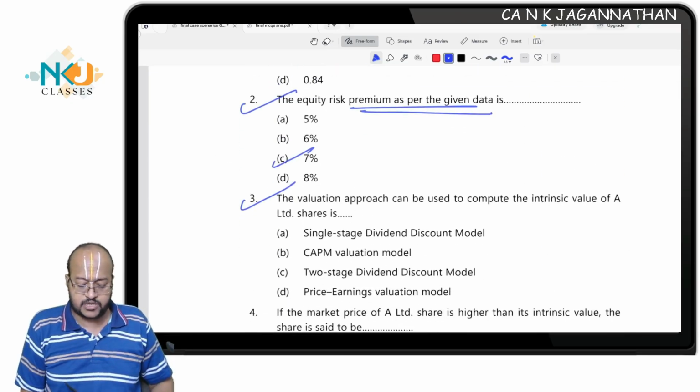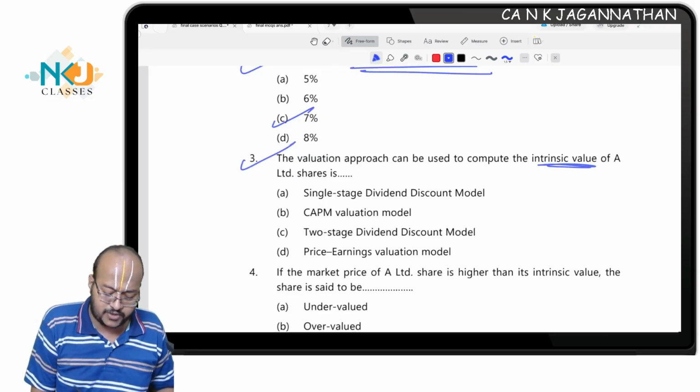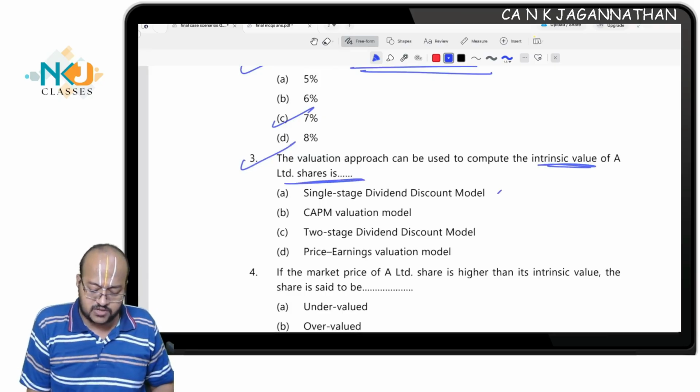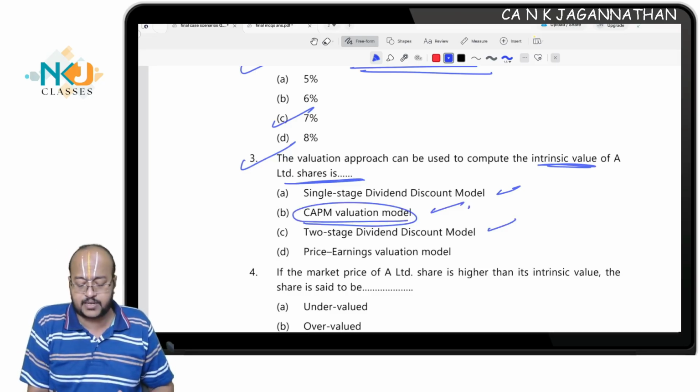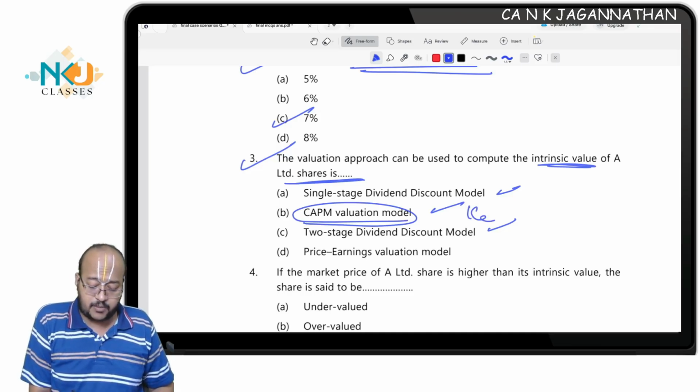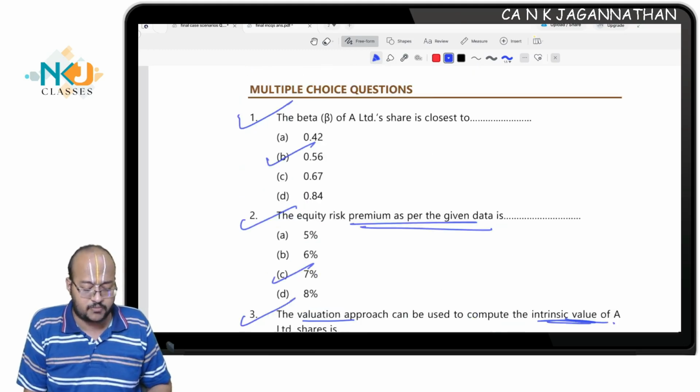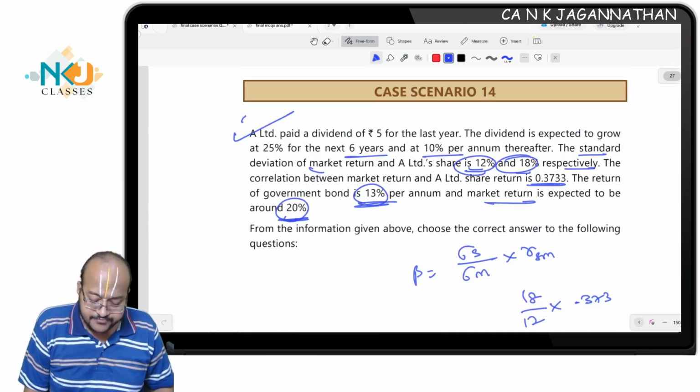Next, the valuation approach that can be used to compute the intrinsic value of A Limited share: single stage dividend discount model, CAPM valuation, or two stage dividend discount model. Through CAPM, you will get the K. But for the valuation approach to find the intrinsic value, it should be the two stage dividend discount model, because here what happens.